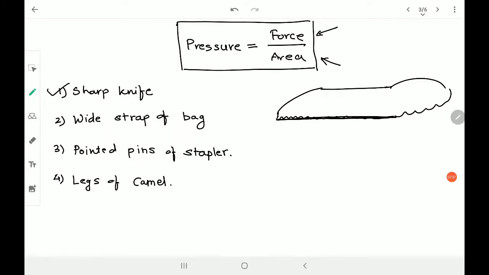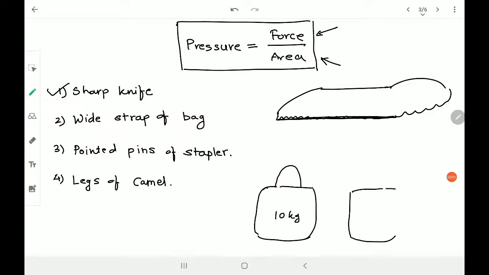What if I ask you to carry a 10 kg load? Now this is a 10 kg bag with a very thin wire, and in the same way a 10 kg load with a wide strap. I told you to carry both. Where will you have more impact, where might you get hurt? Don't you think this will be very difficult to carry, and this will be very easy to carry?